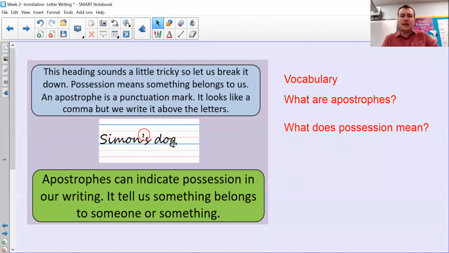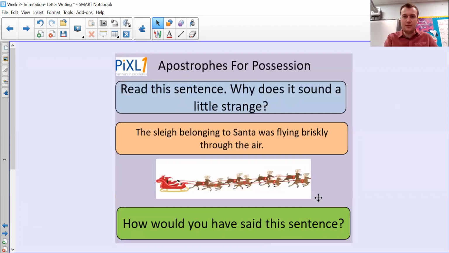So this heading sounds a little tricky, so let us break it down. Possession means something that belongs to us, something that is ours. So an apostrophe is used to show that it belongs to them. For example, Simon's dog. The dog belongs to Simon. Therefore, we put the apostrophe before the S. It's Simon's dog. The dog belongs to him, so we need that apostrophe in there. We can't just put S-I-M-O-N-S. We need that apostrophe to show that the dog belongs to him. Okay?